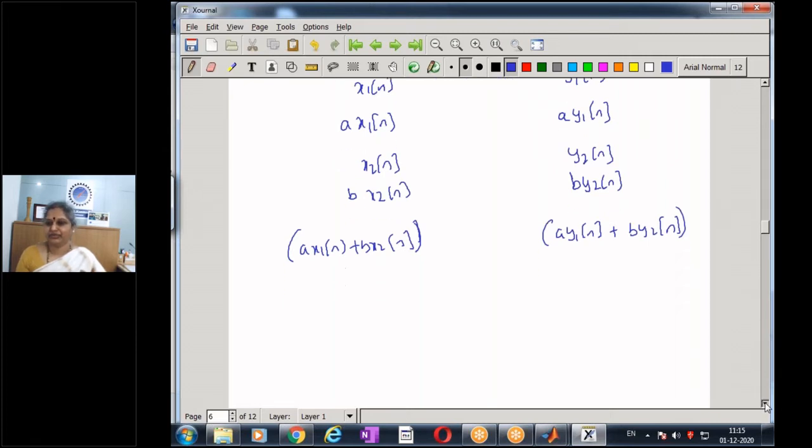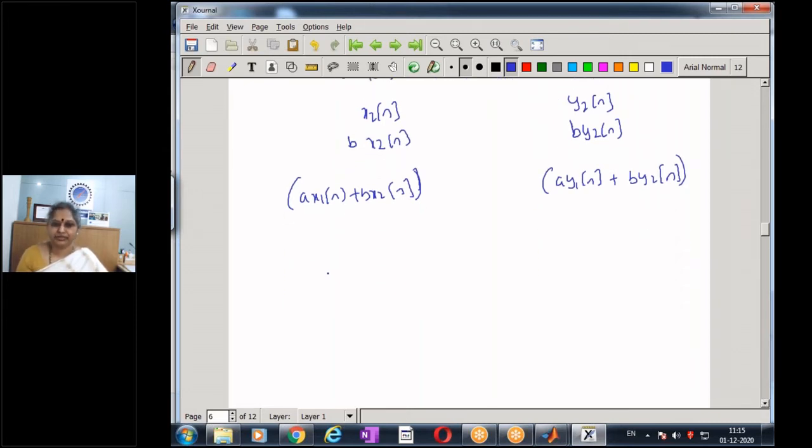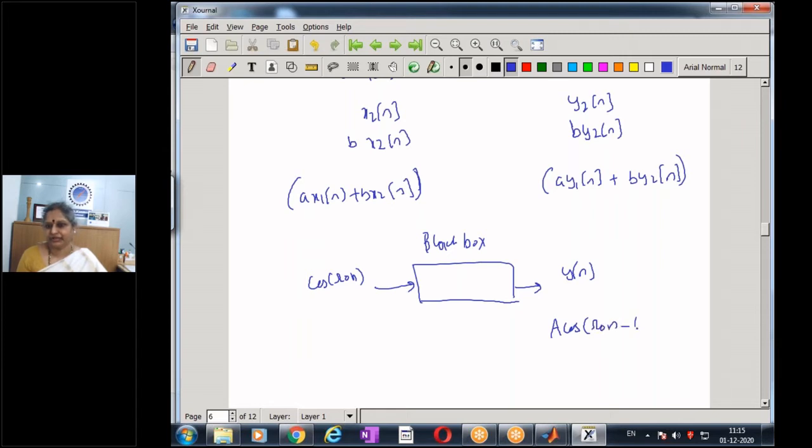What comes in handy now is that it's extremely simple to give to the same system, our black box that we are having, a cosine function, some frequency cos(omega naught n), and we record the output y[n]. And if my output is, say, a times cos(omega naught n minus theta naught), then I conclude my system is linear.